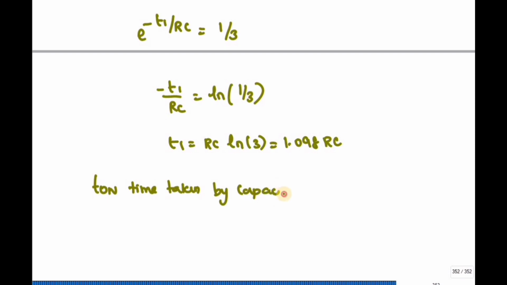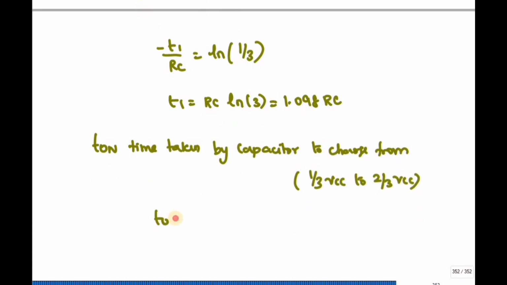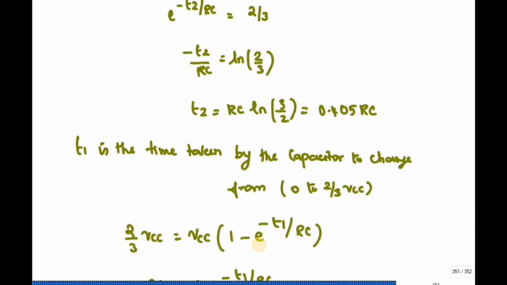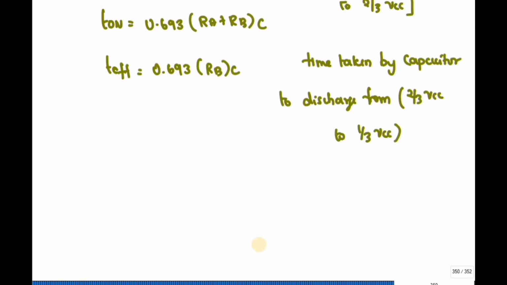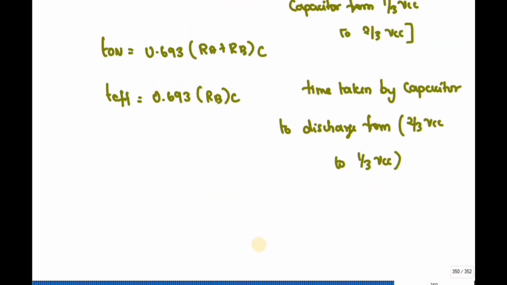Okay. So since I want only the capacitance, the T1 is the time taken by the capacitance to charge from 1 by 3 VCC to 2 by 3 VCC. So T on is equal to T1 minus T2. So that is equal to 0.693 RC. Okay. So if I solve that one, I will get T on.